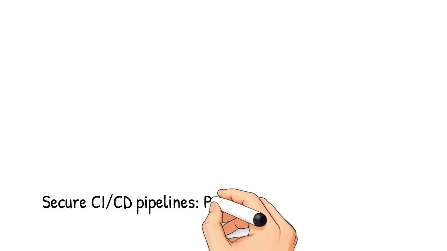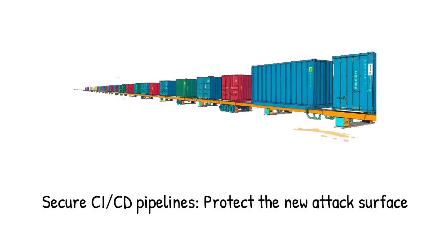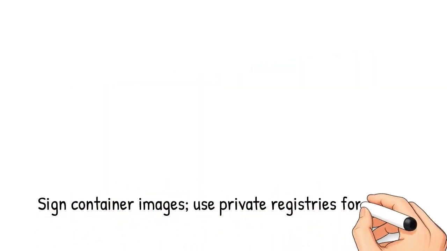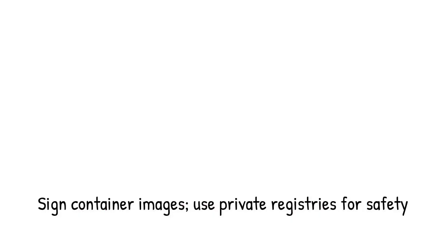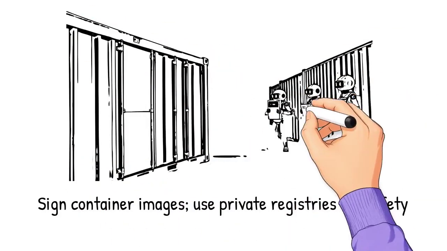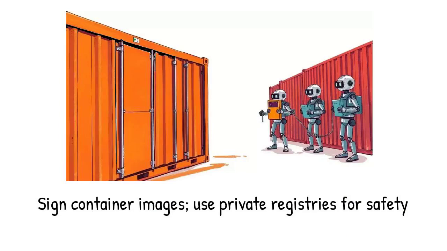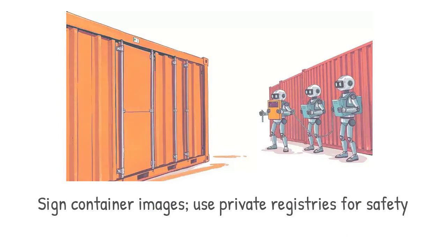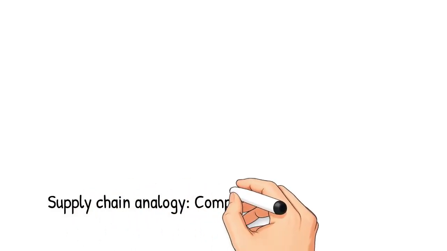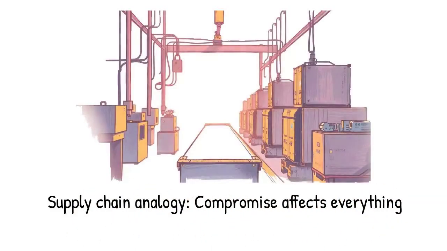Step 6. Secure CI/CD pipelines, the new attack surface. Modern attacks target pipelines, not servers. What to do? Use least privilege for pipeline service accounts. Scan code for secrets. Scan containers for vulnerabilities. Sign container images. Use private registries. Restrict pipeline access to production. Use DevSecOps tools: Snyk, Aqua, Checkmarx. Enforce security gates before deployment. Analogy: if your supply chain is compromised, your entire product is compromised.